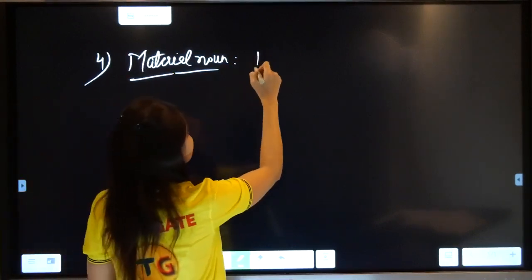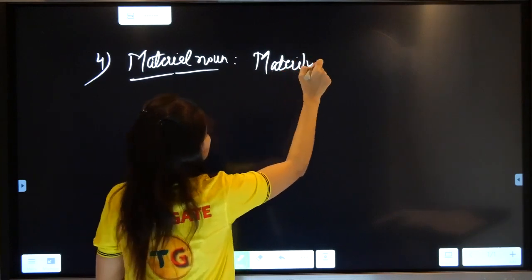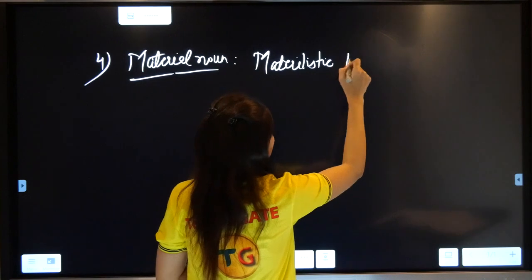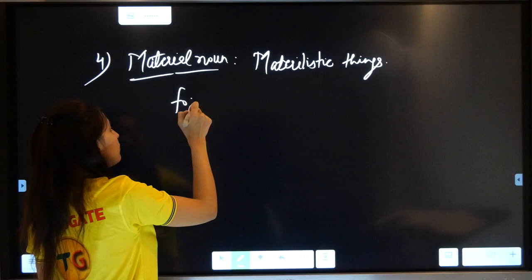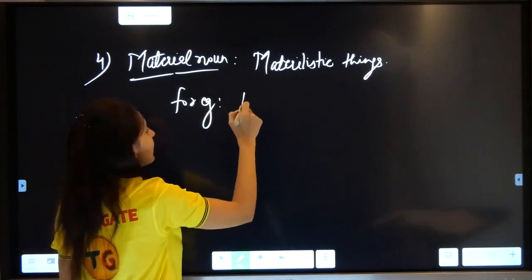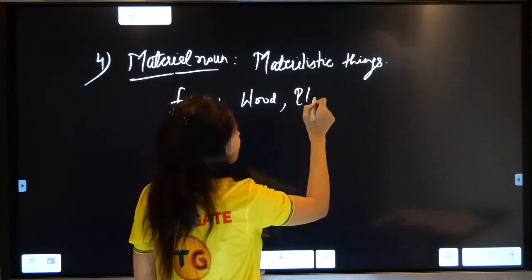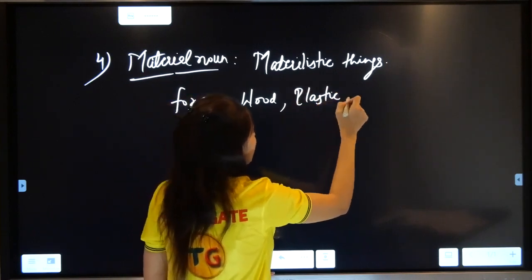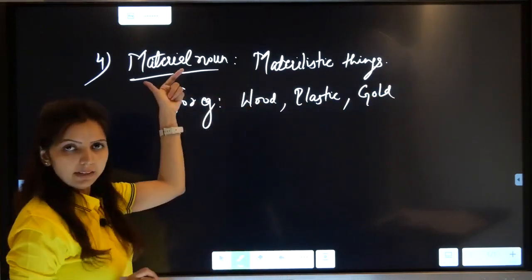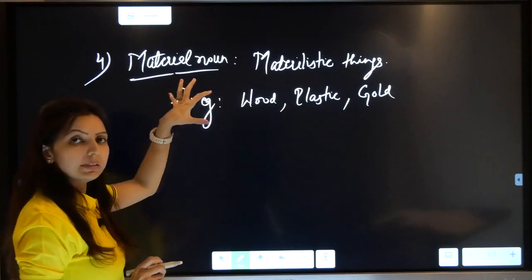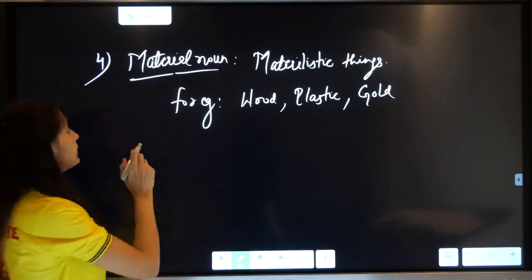For example, let's write down its definition. Materialistic things. ठीक है? For example, if I want to make it more clear, if I write wood, if I write plastic, if I write gold, all these things are nothing but material. So this type of name, ठीक है, will be categorized under the material noun category.